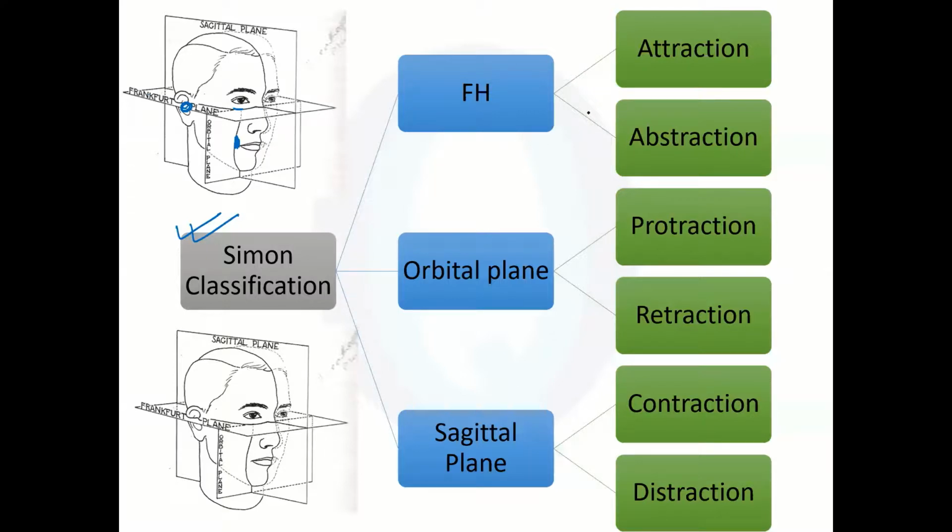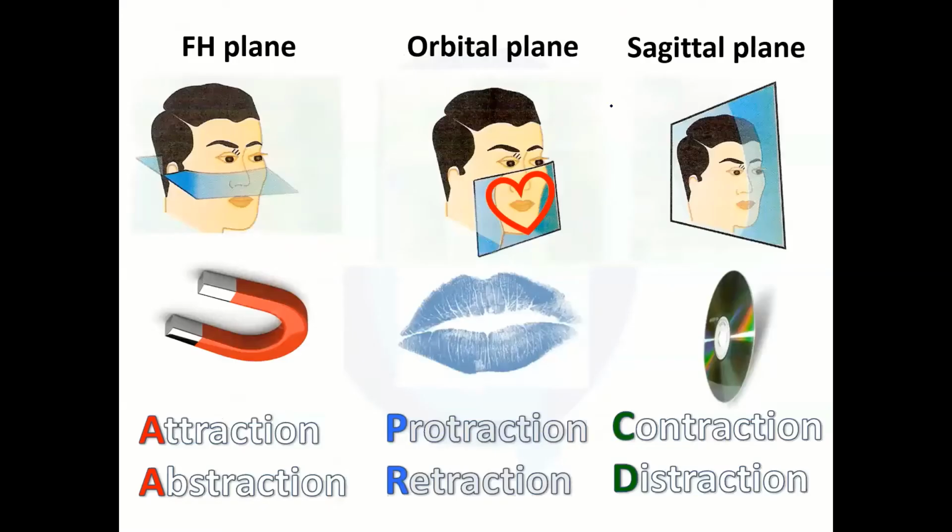Now you need to remember these terms and which plane it falls. So you need to remember these planes and these terms. So I've tried to make you understand and make you remember. So FH plane is in the midline. Just imagine a magnet. So what does magnet do? Attraction and repulsion, but there is no R word. So you need to remember this is A2, attraction and abstraction. Okay, I'll just open the video first so that I can make it remember.